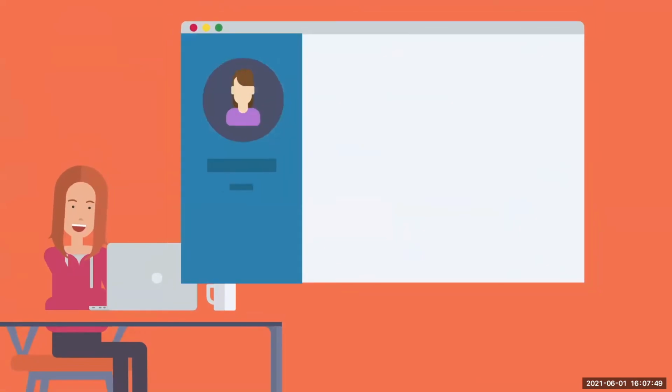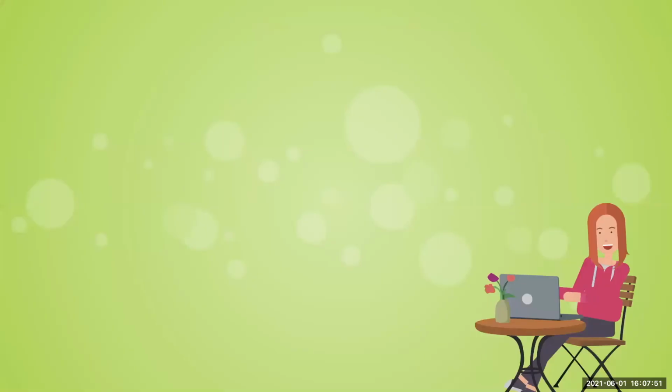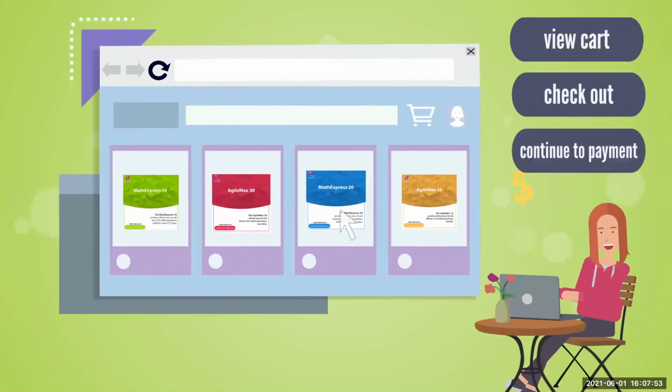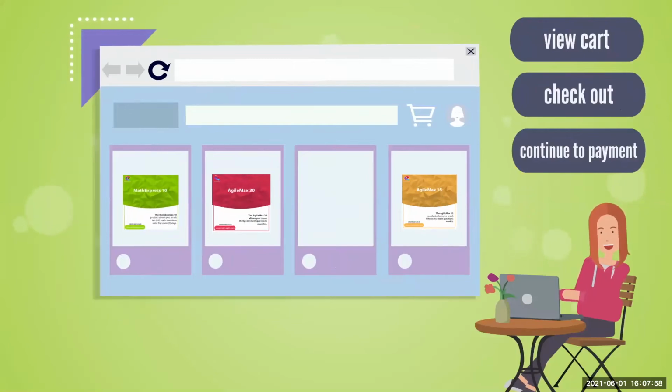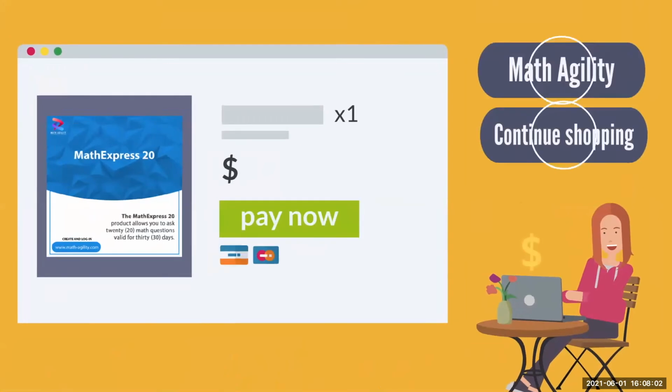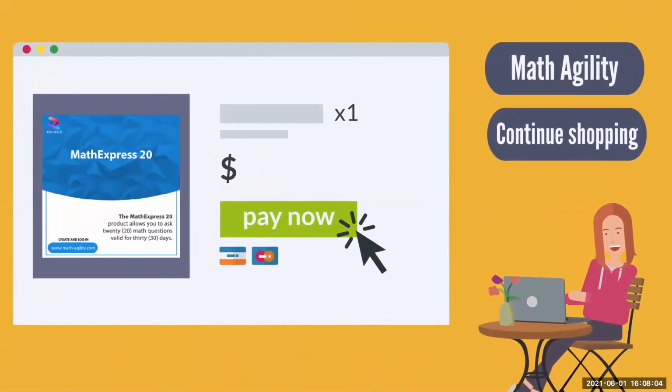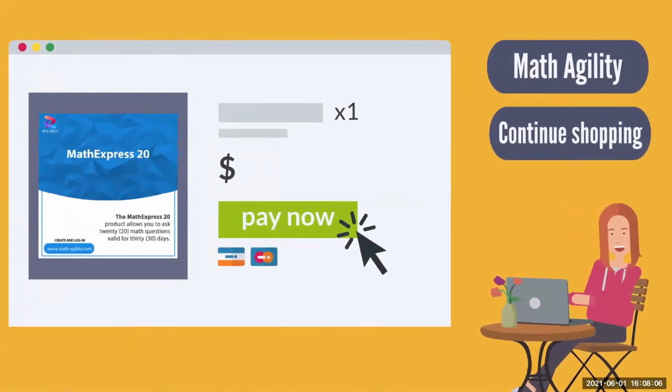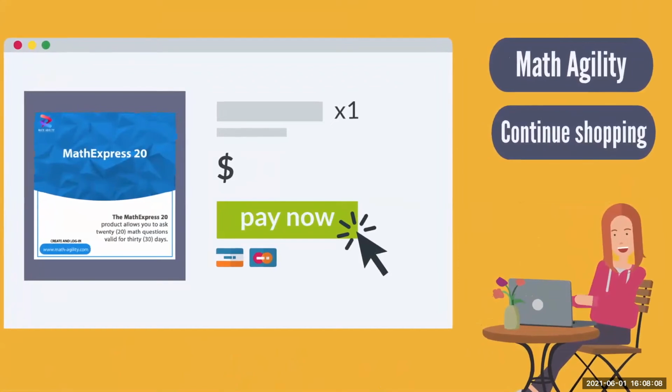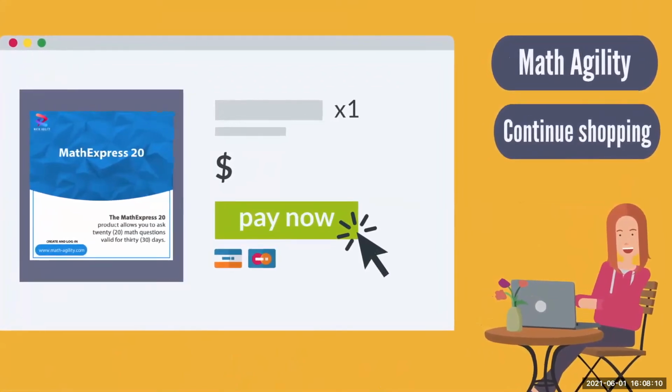Click Buy Now of the product you want to purchase, and then click View Cart, and then click the Checkout. After this, input your billing address and click Continue to Payment. Choose Payment Method and then click Pay Now. Click Math Agility to go back to your account page, or click Continue Shopping to buy more.